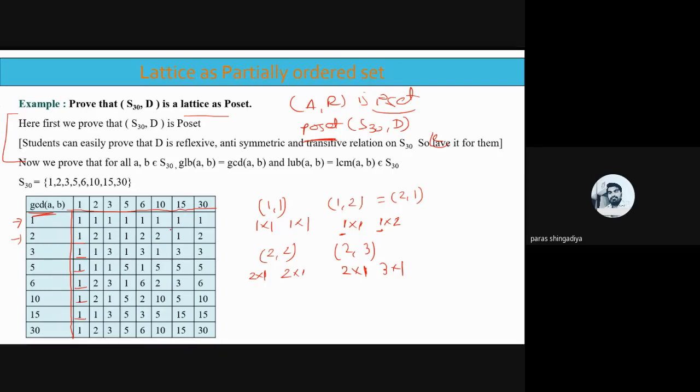Then after that, 2 with 6. So GCD of 2 comma 6, what is the answer? 2 cross 1 and 2 into 3. The factor of 6 is 2 into 3. And now the greatest common divisor, that is 2, comparing 2 and 6. Okay. The answer is 2, that 2 और 6 का GCD होगा 2. Then after that, 2 and 10. So what is the GCD of 2 and 10? The factor of 2 is 2 cross 1 and the factor of 10 will be 5 into 2. Clear? So 2 is the greatest common divisor. So the answer is 2.